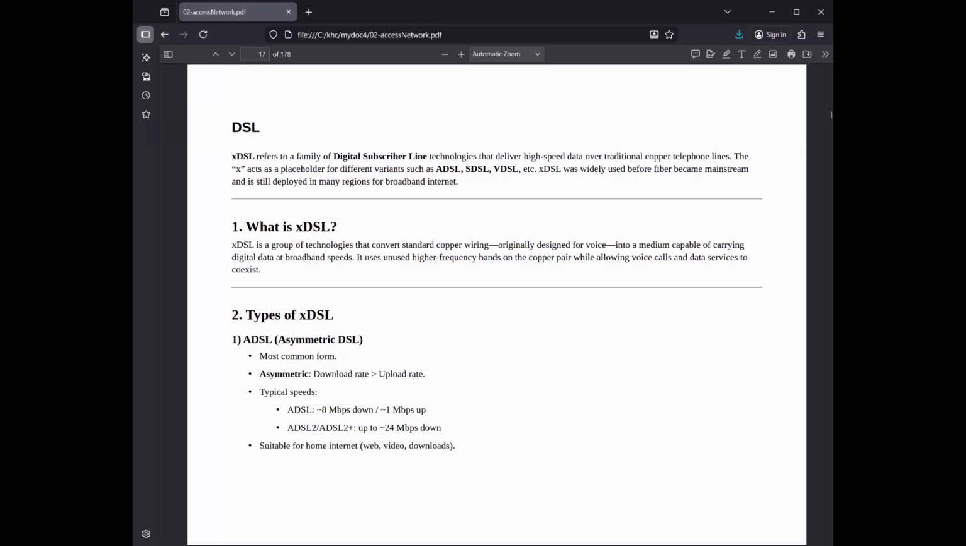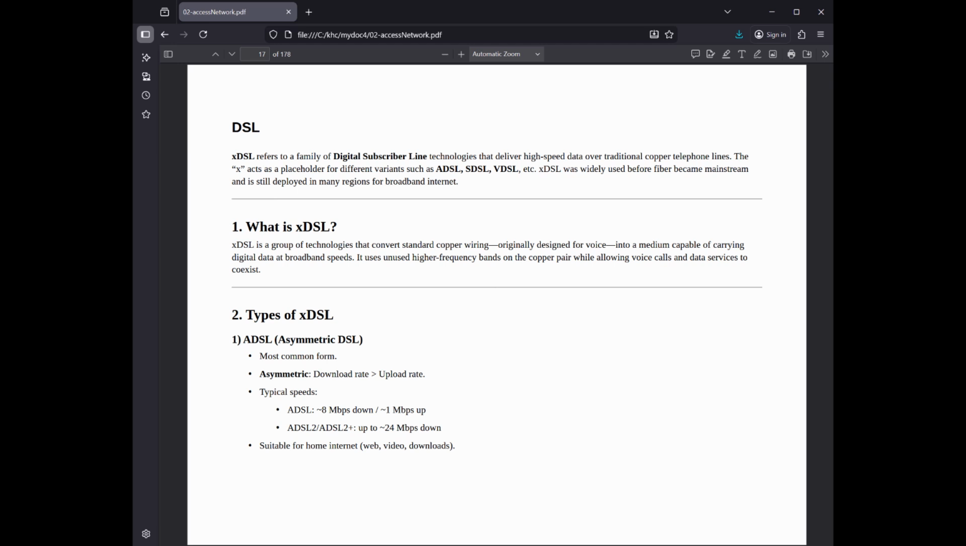DSL, Digital Subscriber Line, is a family of technologies used to transmit high-bandwidth digital data over traditional copper telephone lines. Collectively known as XDSL, these technologies allow high-speed internet access without interfering with standard voice calls. Types of XDSL. The X in XDSL represents various specific implementations that differ in speed, distance, and symmetry.